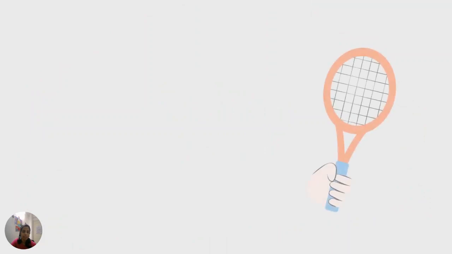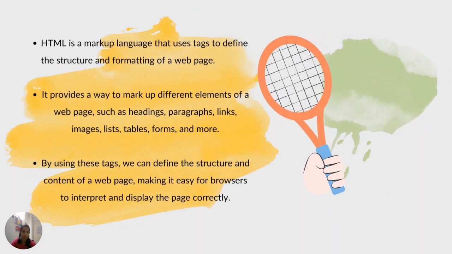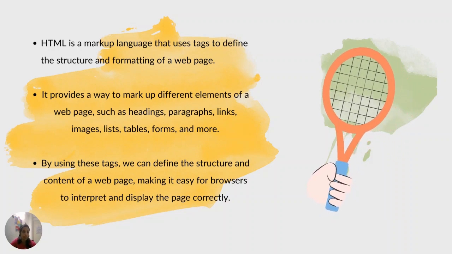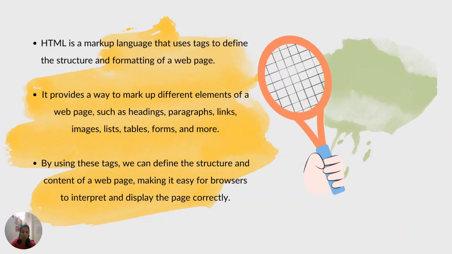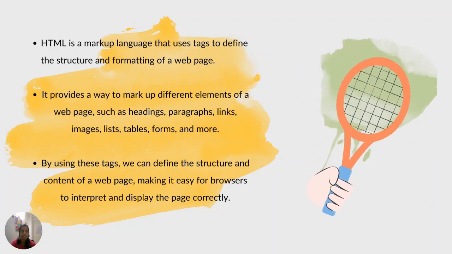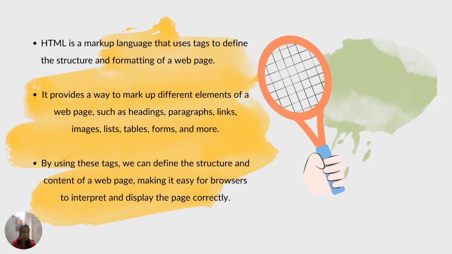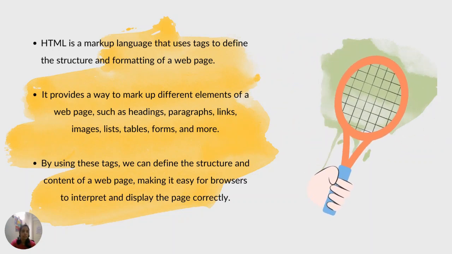We will see what is HTML. HTML is a markup language. There are different types of programming languages. One type is markup language. There are different types of programming language like functional programming, procedural programming. In that way, HTML is a markup language.